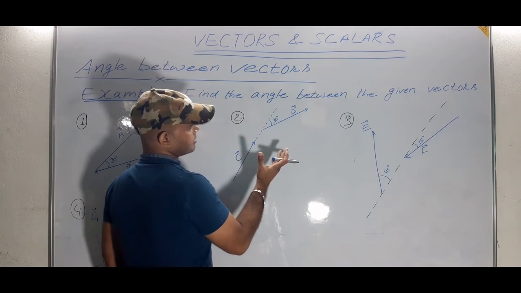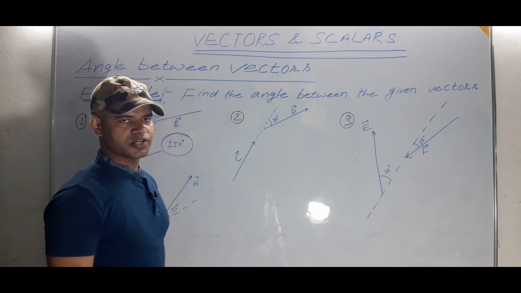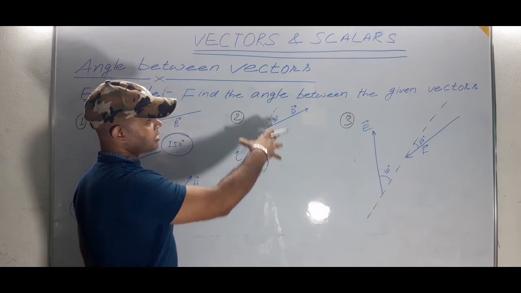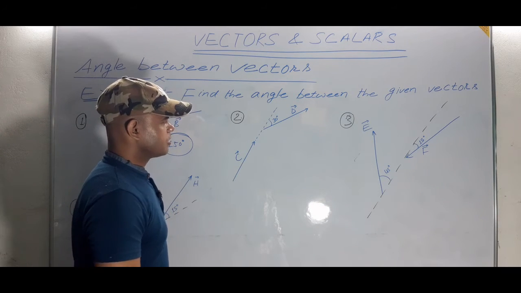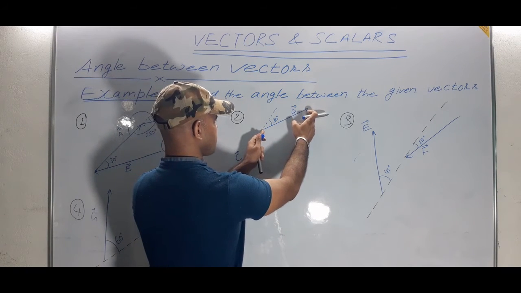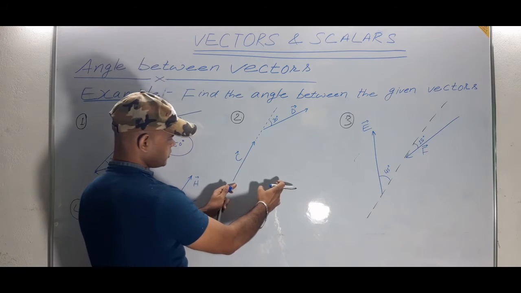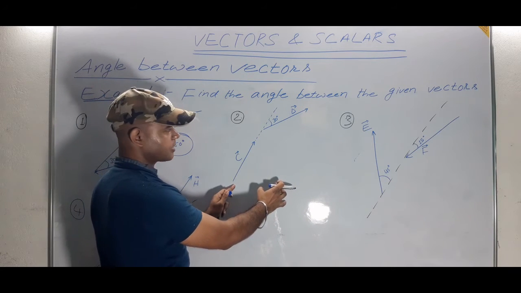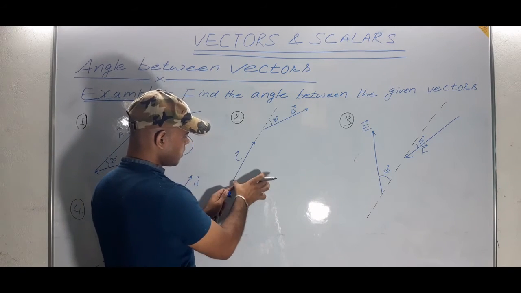Tails and heads, nothing touching each other. They are separated away from each other, right? So what we are going to do, first of all, I'll shift this D vector parallelly and touch it with the tail of C vector. So let's bring it here and put it here.